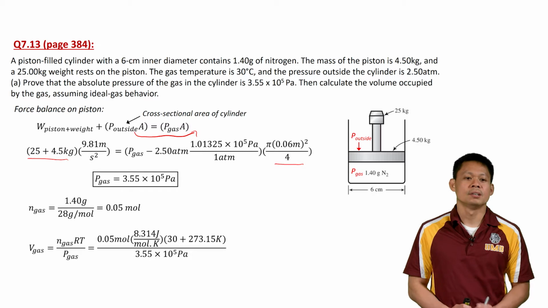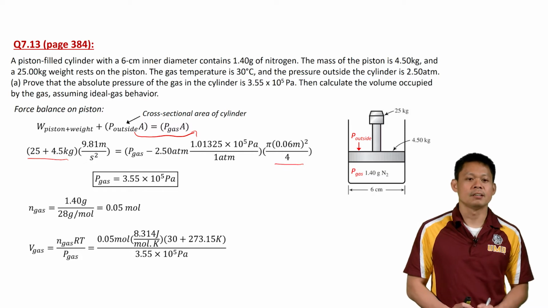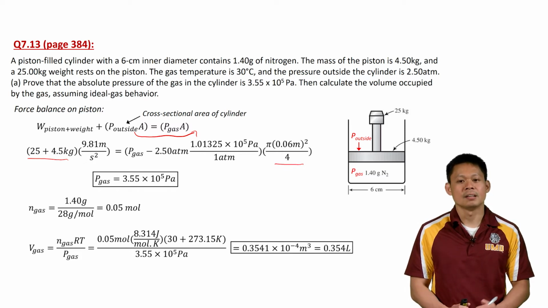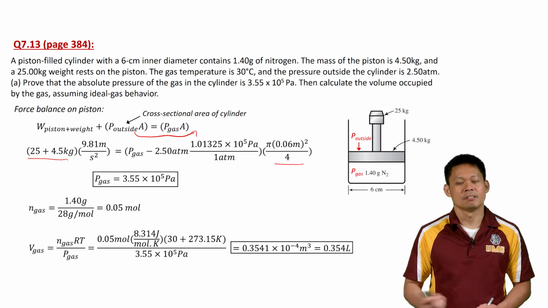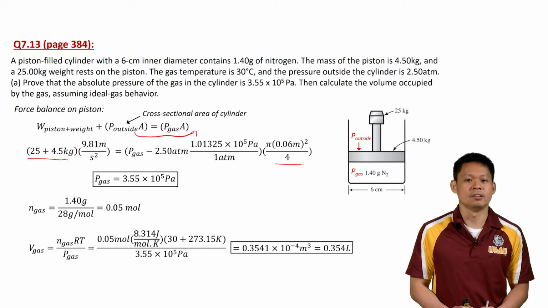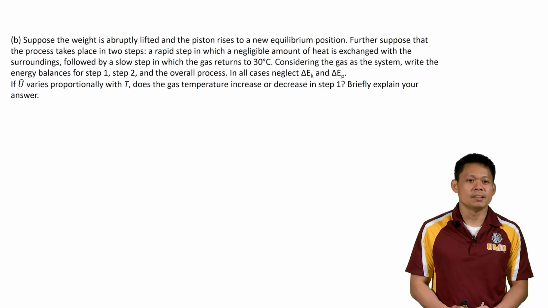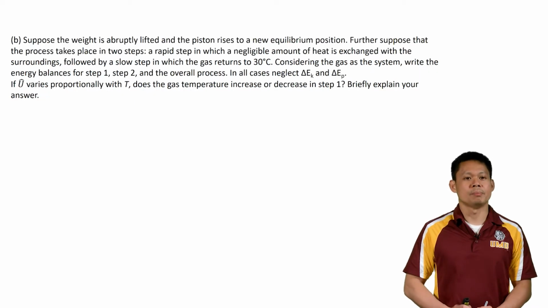I like to do my ideal gas law in SI units, so I know for sure it's going to come out in SI units. By keeping everything consistent, we know that I'm going to get meters cubed, and we can convert from meters cubed to liters. And so we have 0.354 liters of gas. All right, so now part B is where we start to do our closed system energy balance.